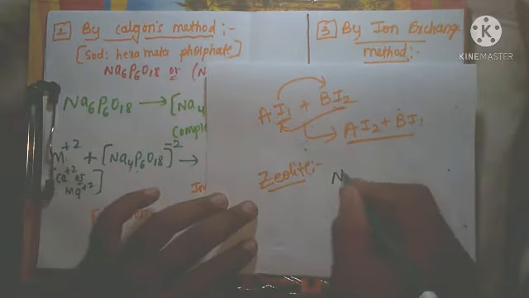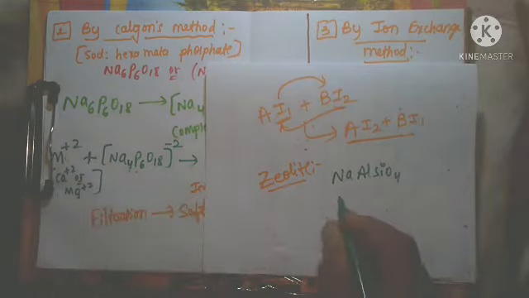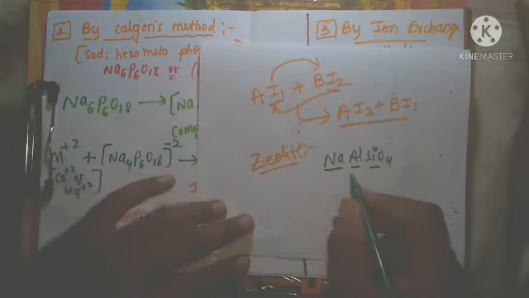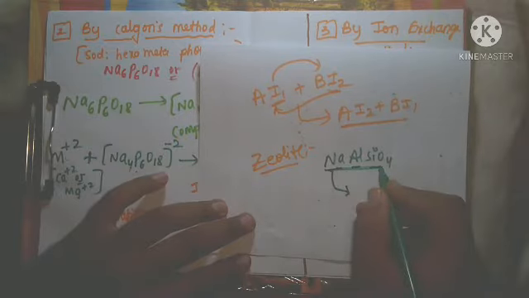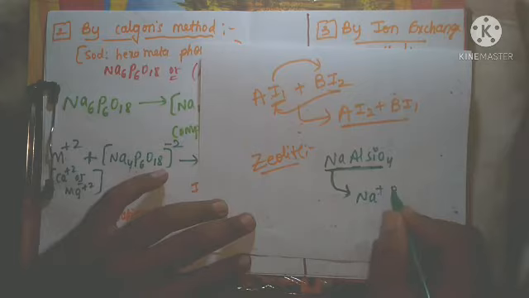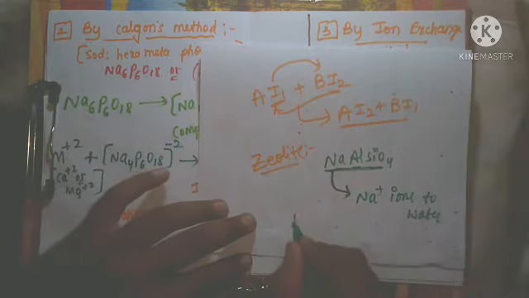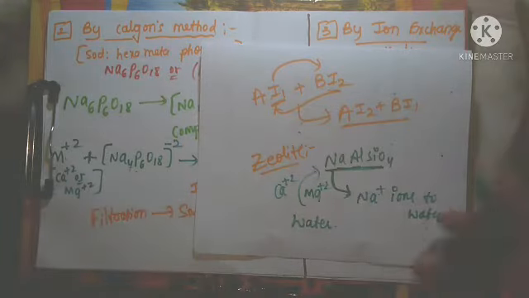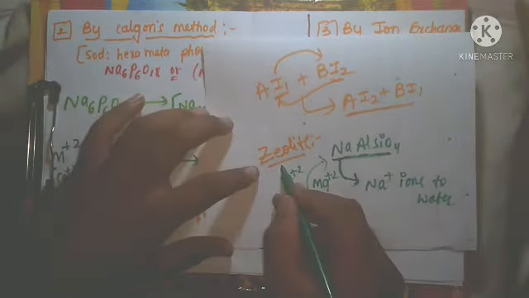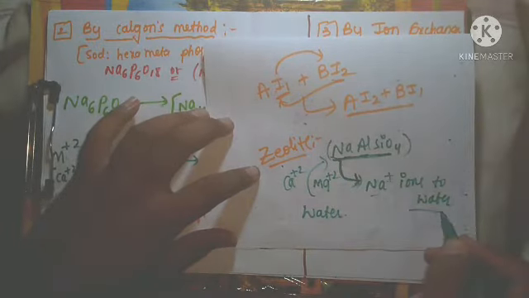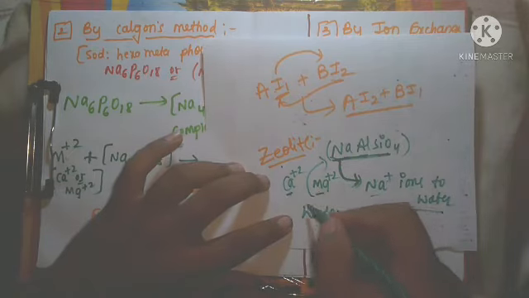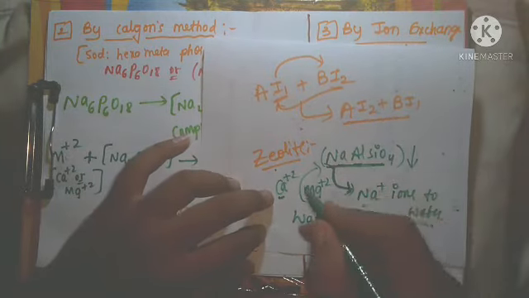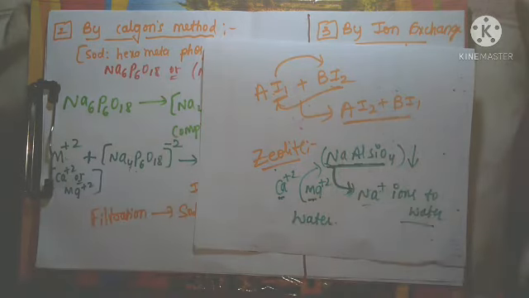What is the formula of zeolite? Sodium aluminium silicate. This is called zeolite. Now what happens here? This zeolite will give sodium, that is Na plus ions, to the water, and water gives Ca plus 2 and Mg plus 2 ions to the zeolite. Zeolite is giving Na plus ions to the water, and water is returning Ca plus 2 and Mg plus 2 ions to the zeolite. When this zeolite takes Ca plus 2 and Mg plus 2 ions, it will convert into an insoluble salt. After filtration, you will get the pure water or soft water.